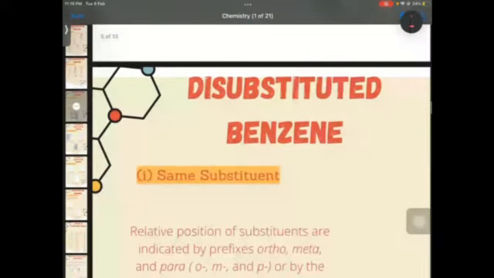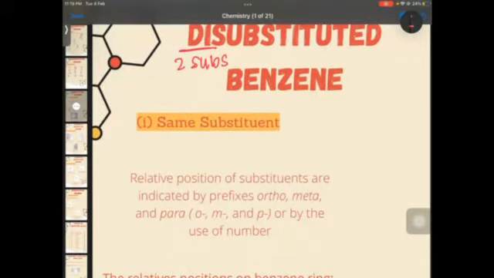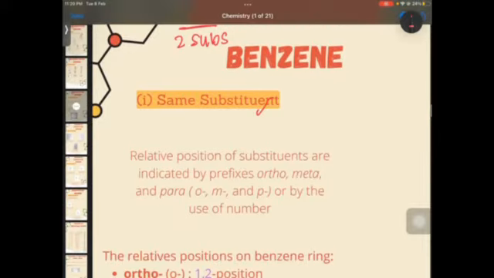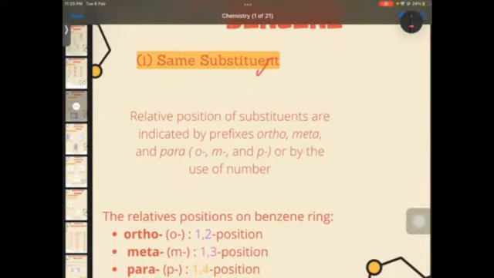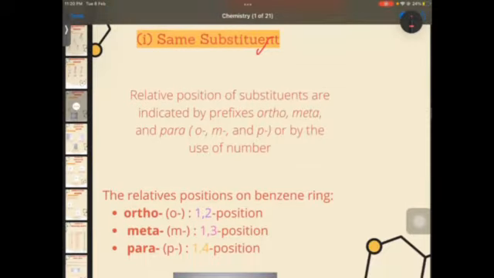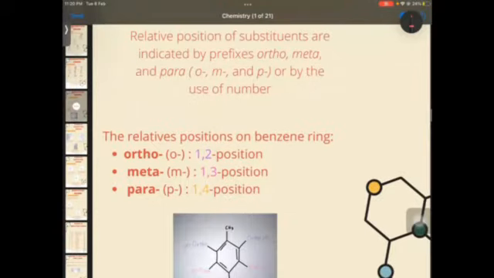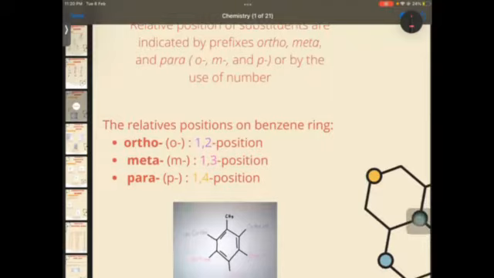So, let's move on to the disubstituted benzene. Di here means two substituents. It has two substituents, which can be the same substituent or different substituents. Let's look at the same substituent. For the same substituent, the relative positions of the substituents are indicated by the prefixes ortho, meta, and para, O, M, and P, or by the use of numbers. The relative position on the benzene ring: ortho, O, 1-2 position; meta, M, 1-3 position; para, P, 1-4 position.